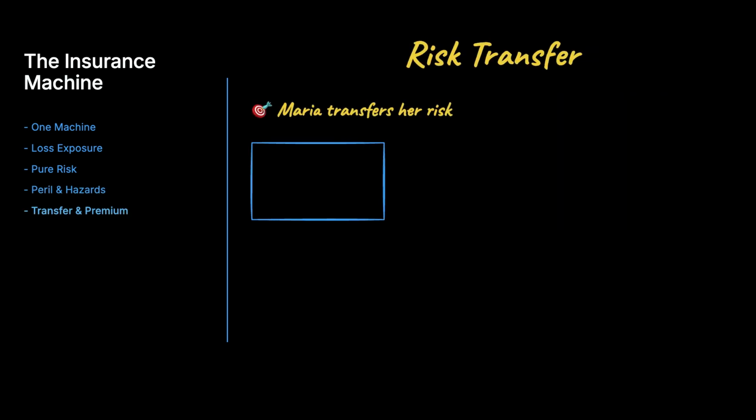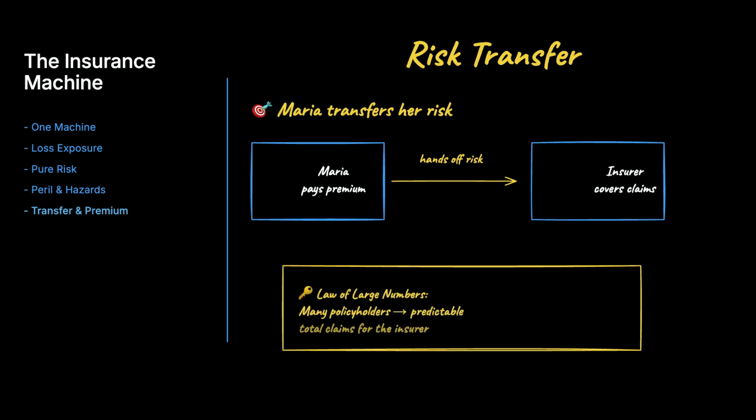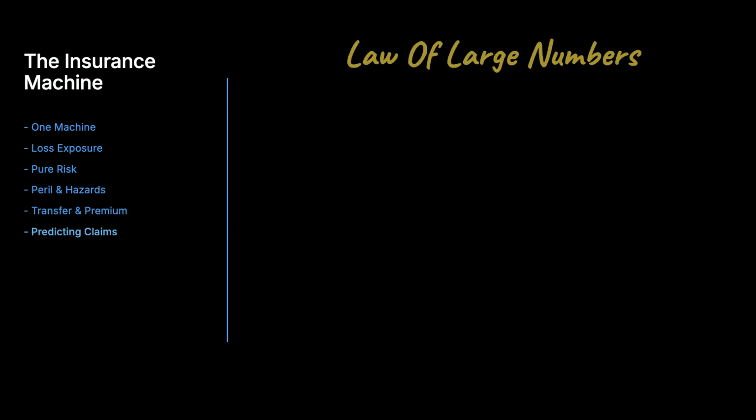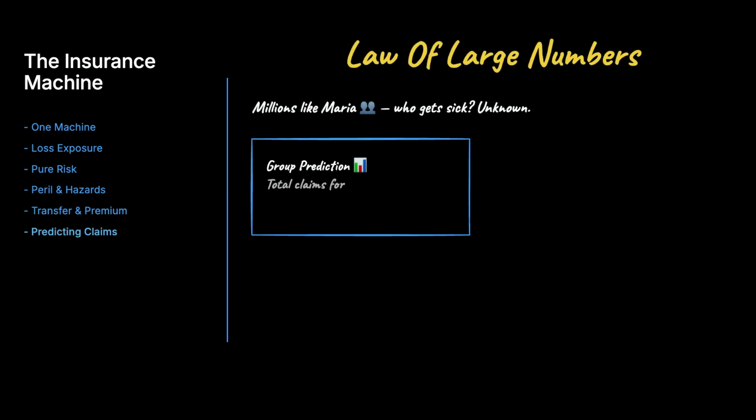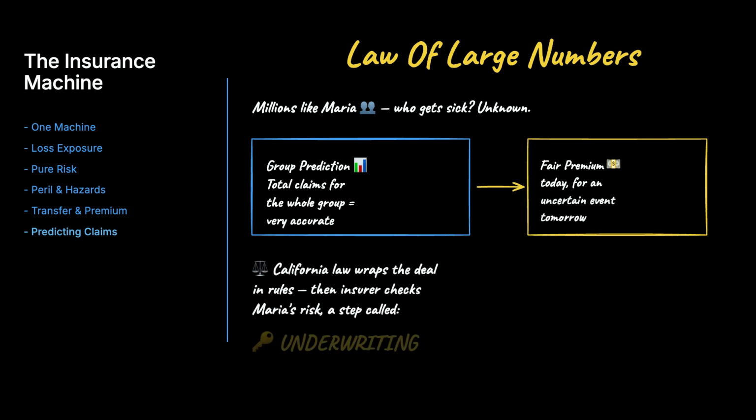So, Maria would rather not shoulder it alone. She hands it to an insurer by buying a health policy and in return pays a premium. That handoff is the heart of insurance. But how can a company cover claims it cannot predict for any one person? Through an elegant piece of math called the law of large numbers. Across millions of people like Maria, the insurer cannot say who will get sick, yet it predicts total claims for the whole group with striking accuracy. That predictability lets it set a fair premium today for an uncertain event tomorrow.